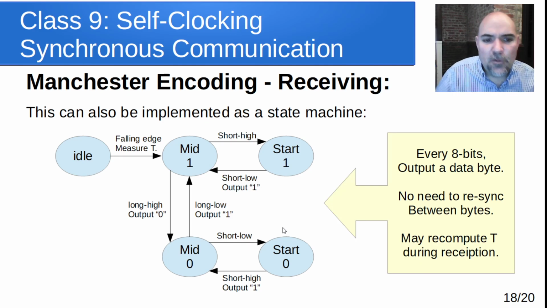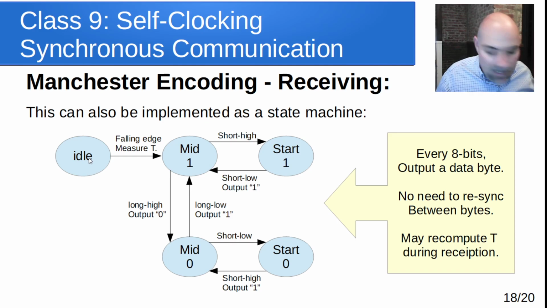And there's really no reason to go back to idle and resync like there was for the asynchronous code we did before. You could resync for each byte, but you don't have to, because as long as you just keep pushing the bits out there, low, high, it's okay. Now, once we've stopped sending, and we didn't get any pulse for a certain amount of time, then we would reset back to idle to wait for the next message.